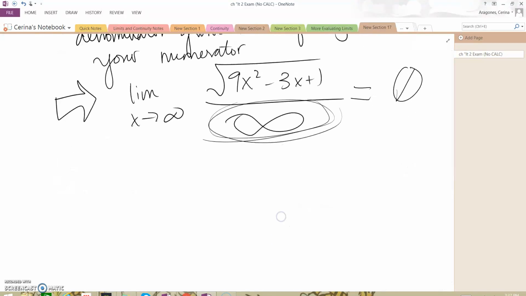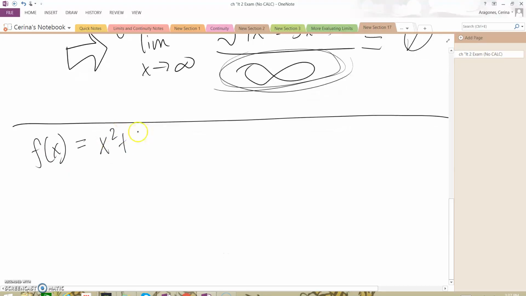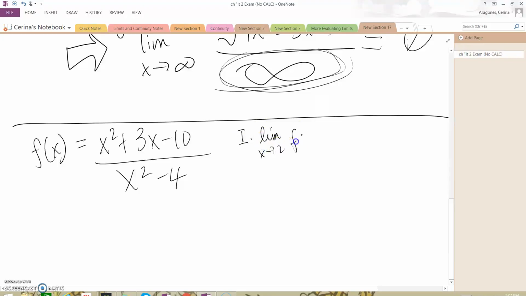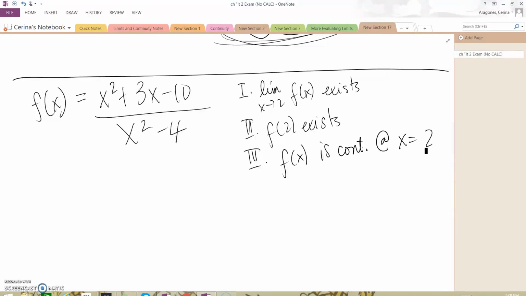The next part was asking you a question about this function f of x, which is equal to x squared plus 3x minus 10 over x squared minus 4. It was asking you which of these statements is true. 1, the limit as x approaches 2 of f of x exists. 2, f of 2 exists. And 3, f of x is continuous at x equals 2.